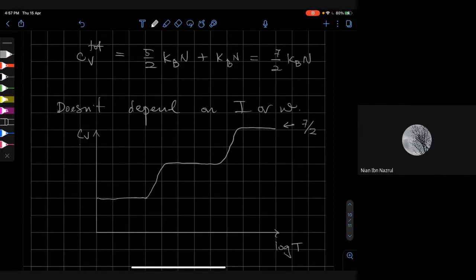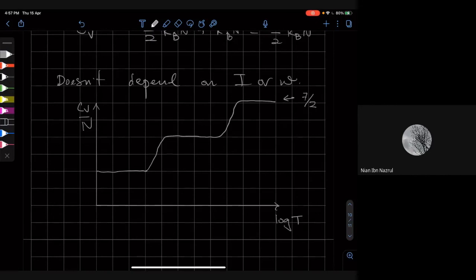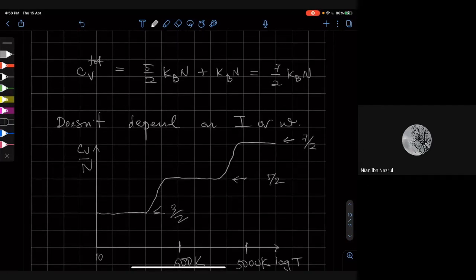Let this be CV by N. Over here, it's 7/2, and the temperature here is about 5,000 Kelvin. And over here, it's 5/2, and the temperature here is about 500 Kelvin. And the value here is about 3/2, and this is 10 or 20 Kelvin. So it's only at very high temperature that this result is valid.